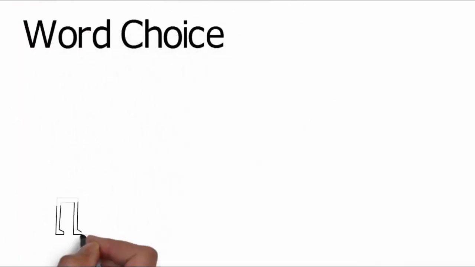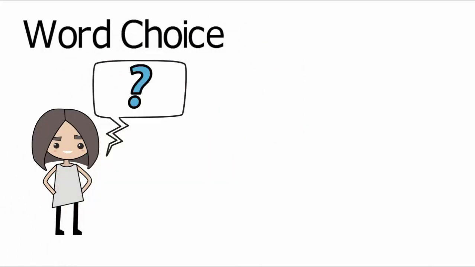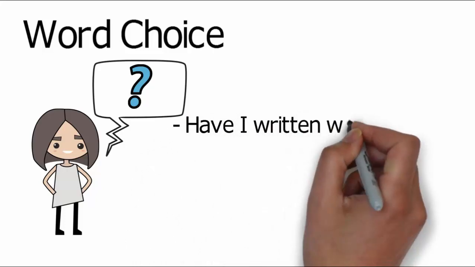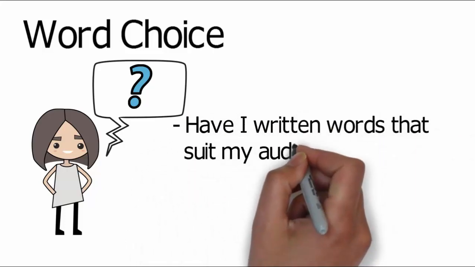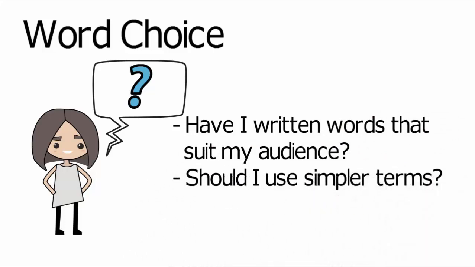The second lower order concern is word choice. Remember, one of the first approaches to writing is to consider your audience. Do the words you've chosen to use suit your audience and the purpose of your paper? Can you replace complex terms with simple words?